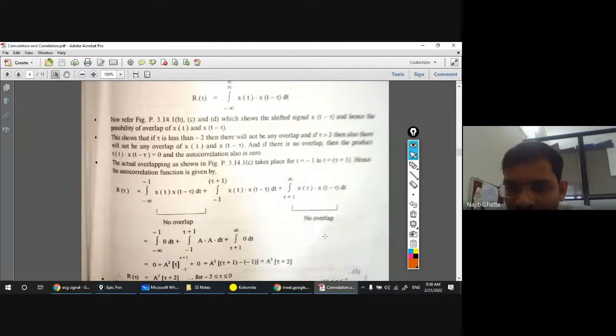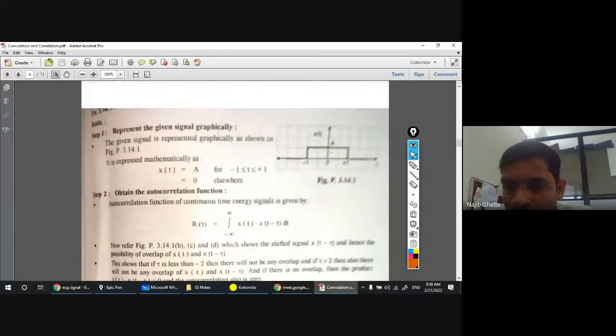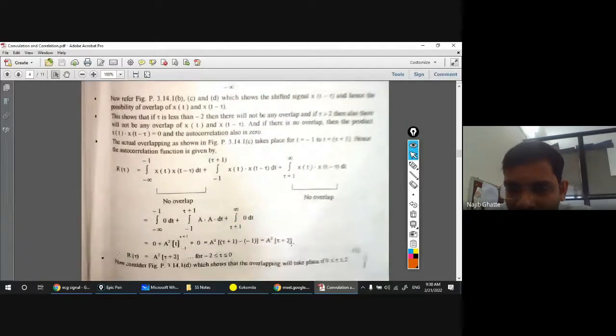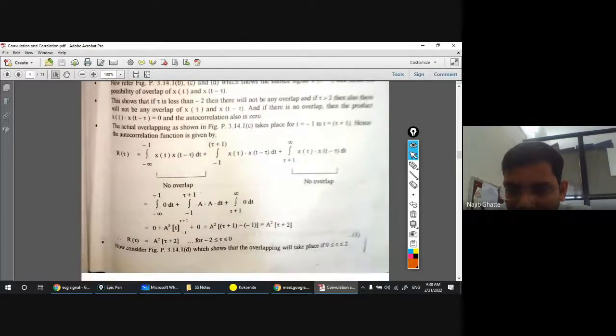Fine. Now how to solve the problem? You have value a for the first signal, and in the second case your value is also plus a, correct? When there is overlapping, it is a here and a there, so it becomes a square. Fine. Then tau plus 1 minus of -1, substituting the upper limit and lower limit, you get the answer as a square times tau plus 2.